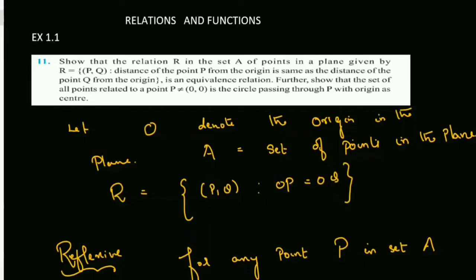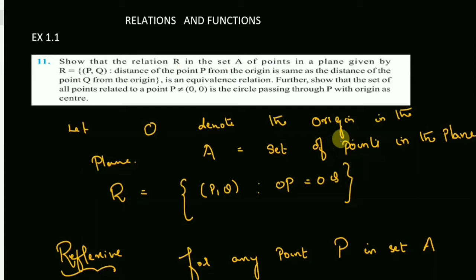Hello students, today we'll do exercise 1.1 question number 11 from the chapter Relations and Functions. Show that the relation R in the set A of points in a plane given by R = {(P, Q)}, where P and Q are at the same distance from the origin.